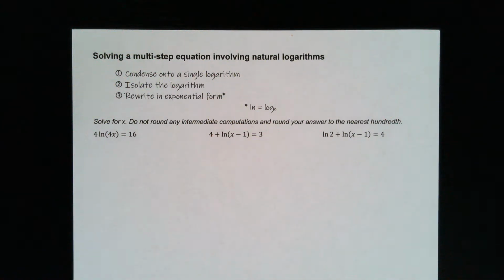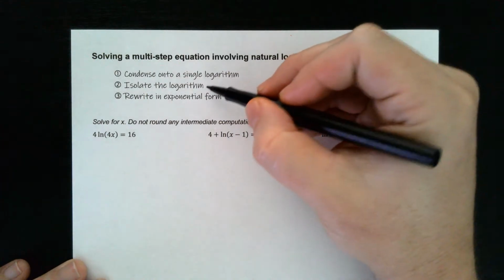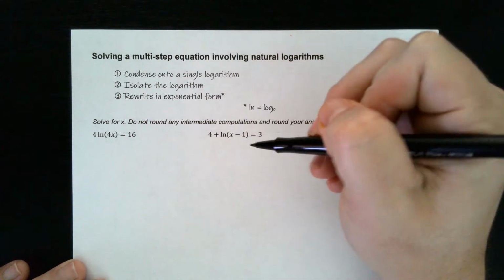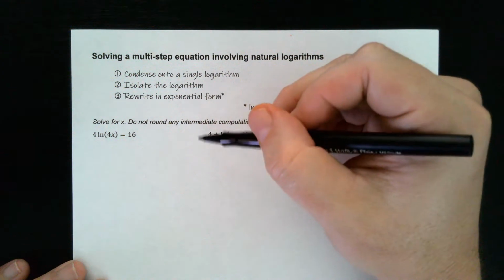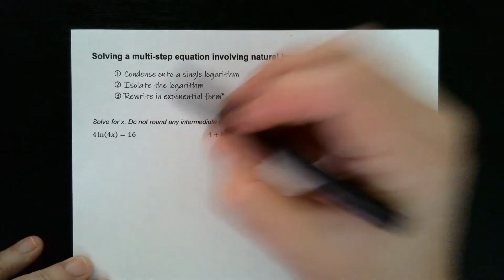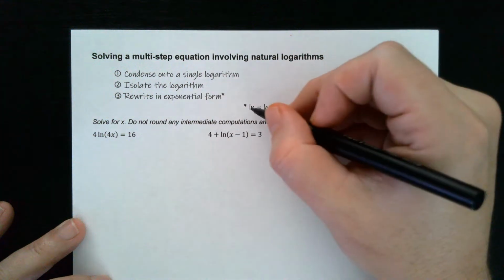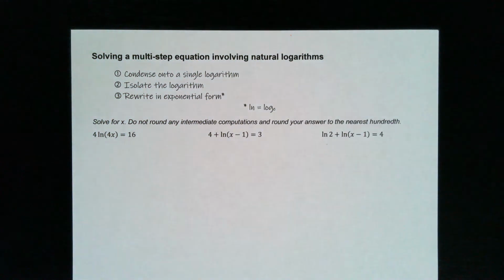Okay, in this video, we're going to be solving multi-step equations involving natural logarithms. So it says we need to condense into a single logarithm, get the logarithm by itself. That means on the equation, you want nothing but a logarithm on one side and everything else on the other side, and then rewrite in exponential form, which means you can write ln as log base e. Okay, so let's look at the first one.